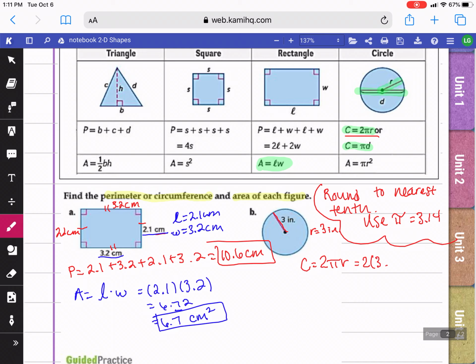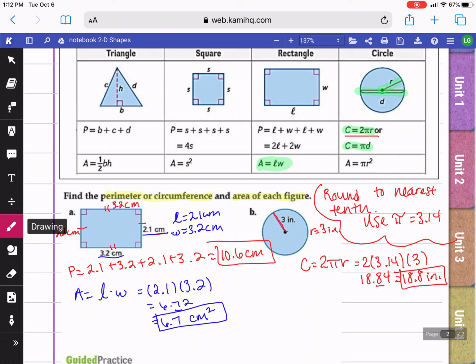For pi, I'm going to plug in 3.14, and for the radius, I'm going to plug in 3. Now I can use my calculator. 2 times 3.14 times 3 is going to be 18.84. If I'm rounding to the nearest tenth, or 1 decimal, the 4 is small, so I'm going to keep it 18.8. And my units for this problem are inches.